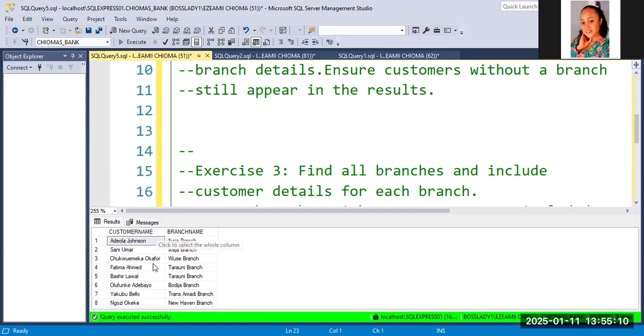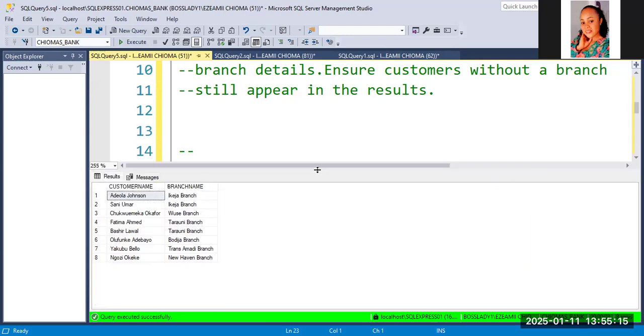Let's increase this. Okay, so we have all our customers, 8 customers, and then branches. If you watch now, you will see that we have 2 customers from this particular branch. So what it means is that we have everything from our customer table and matching data from our branch table.